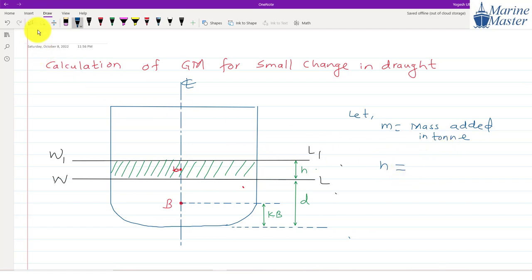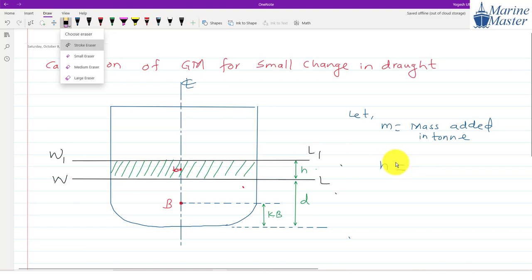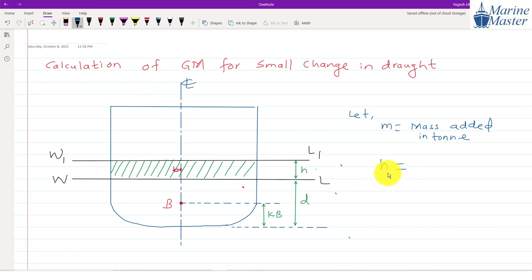Guys, we have seen in the last lecture the change in draft relation due to loading or unloading. What will be the relation? Mass divided by what, guys? Yes, mass divided by TPC into 100. This is one relation of change in draft we have seen.